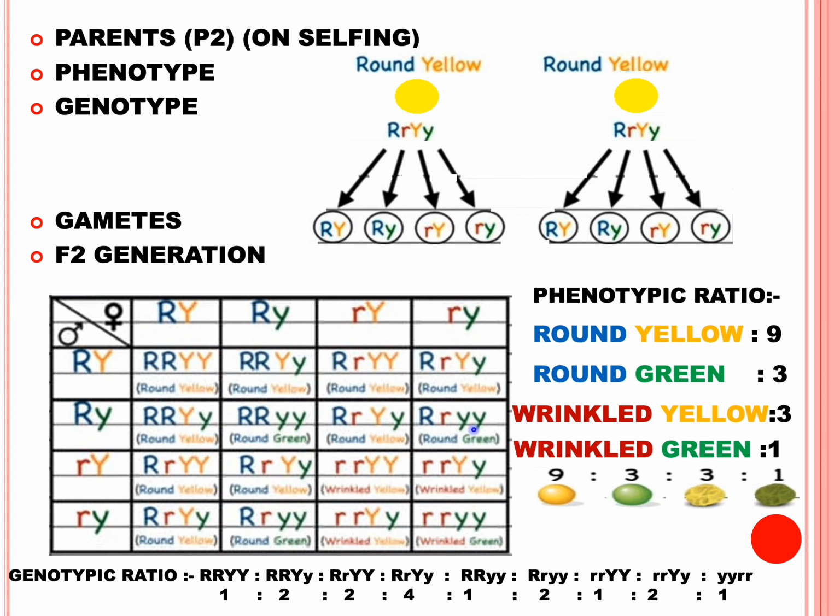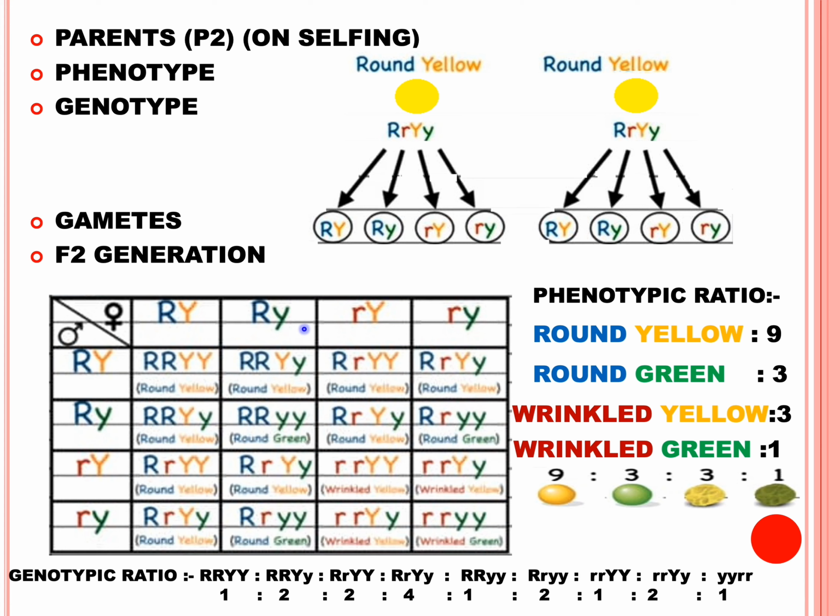Then if this type of male gamete with capital R, small y fuses with a female gamete small r, small y, then the genotype would be capital R, small r, small y, small y. Again, you can see that R is dominant, so round is the phenotype, and with small y this time green color of the seeds would be obtained with round shape of seeds. And now see again this type of combination. If a male gamete with small r, capital Y fuses with female gamete capital R, capital Y, the genotype would be capital R, small r, capital Y, capital Y, and the phenotype would be round and yellow.